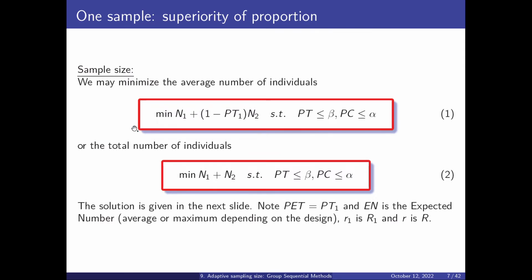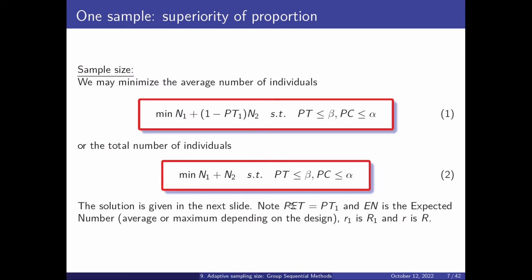Or we may minimize the total number of individuals. This is called the maximum number of individuals. So the maximum number of individuals that we will have is n1 plus n2, and again we are subject to this. The solutions to these problems are given in the next slide. You may use a computer to compute them, but there are also some tables, and in the next table they have used a different notation.